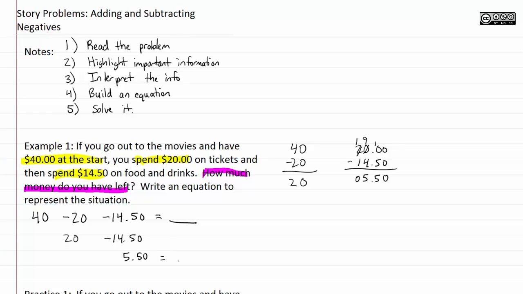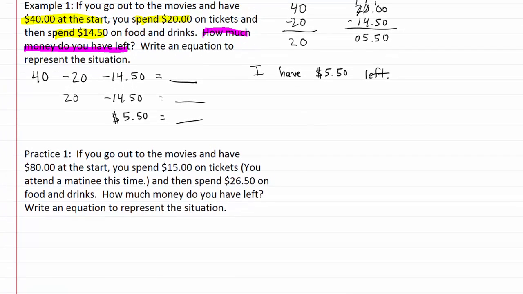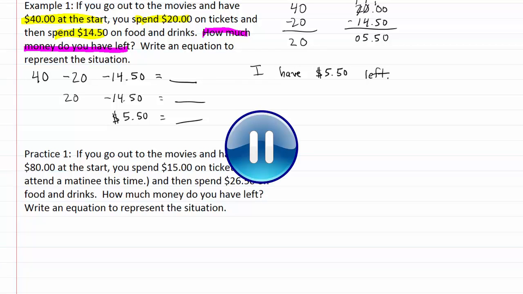I guess I should have my blank space there. So I have $5.50 left. Now it seems to make sense. That's a pretty reasonable answer. I'm going to scroll down to practice 2, and I'd like you to pause this and try practice 2 now.